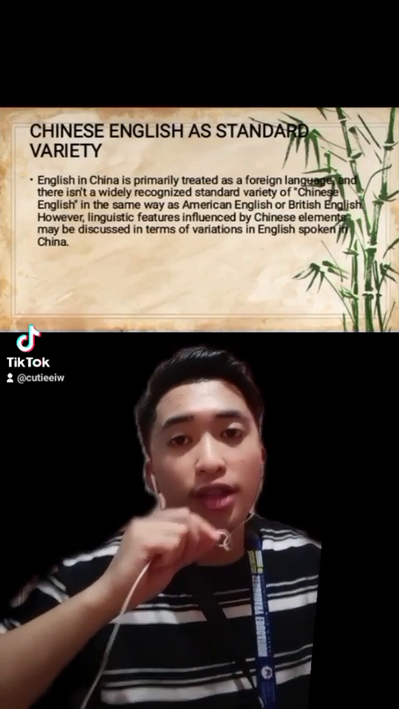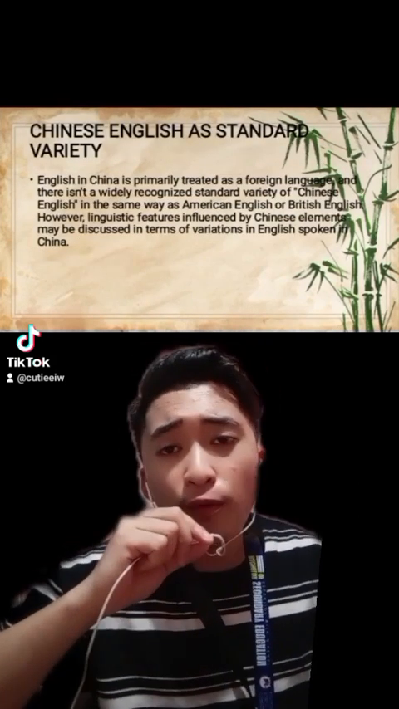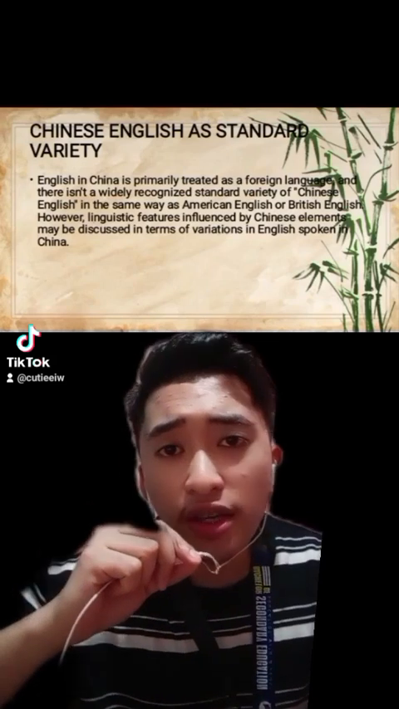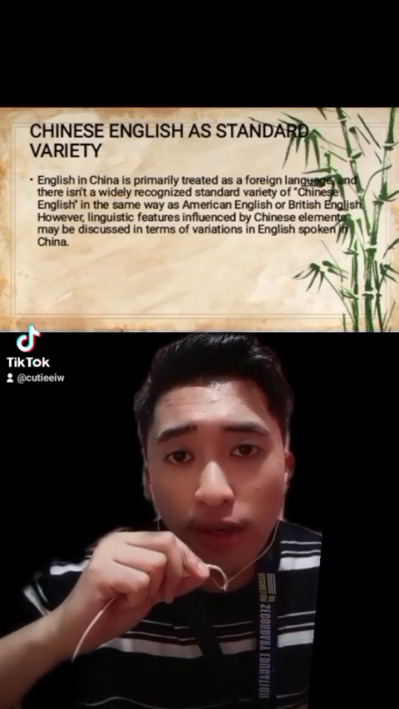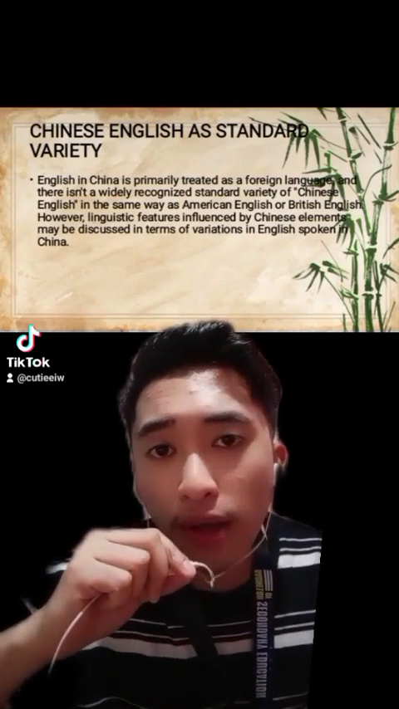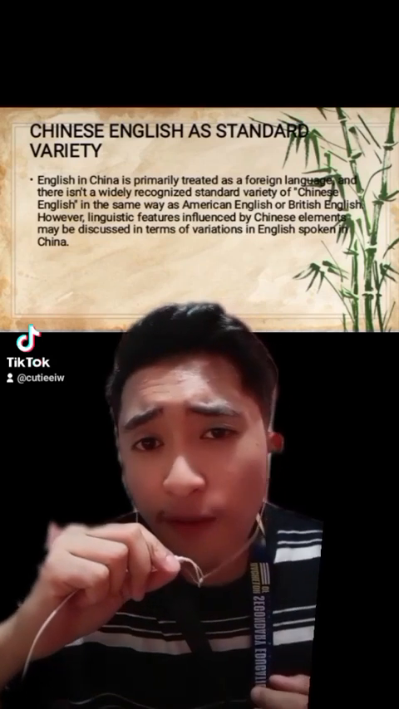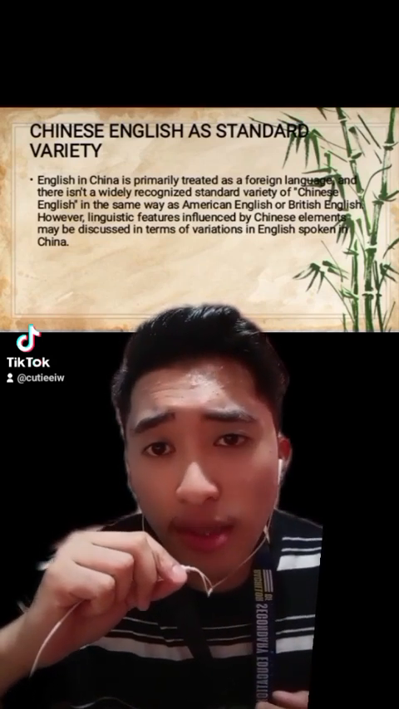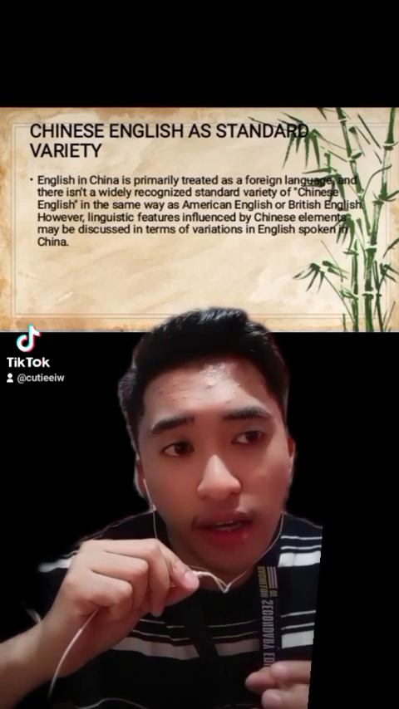Chinese English as a standard variety. So for me, English in China is primarily treated as a foreign language, and there isn't a widely recognized standard variety of Chinese English in the same way as American English or British English. However, linguistic features influenced by Chinese elements may be discussed in terms of variation in English spoken in China.